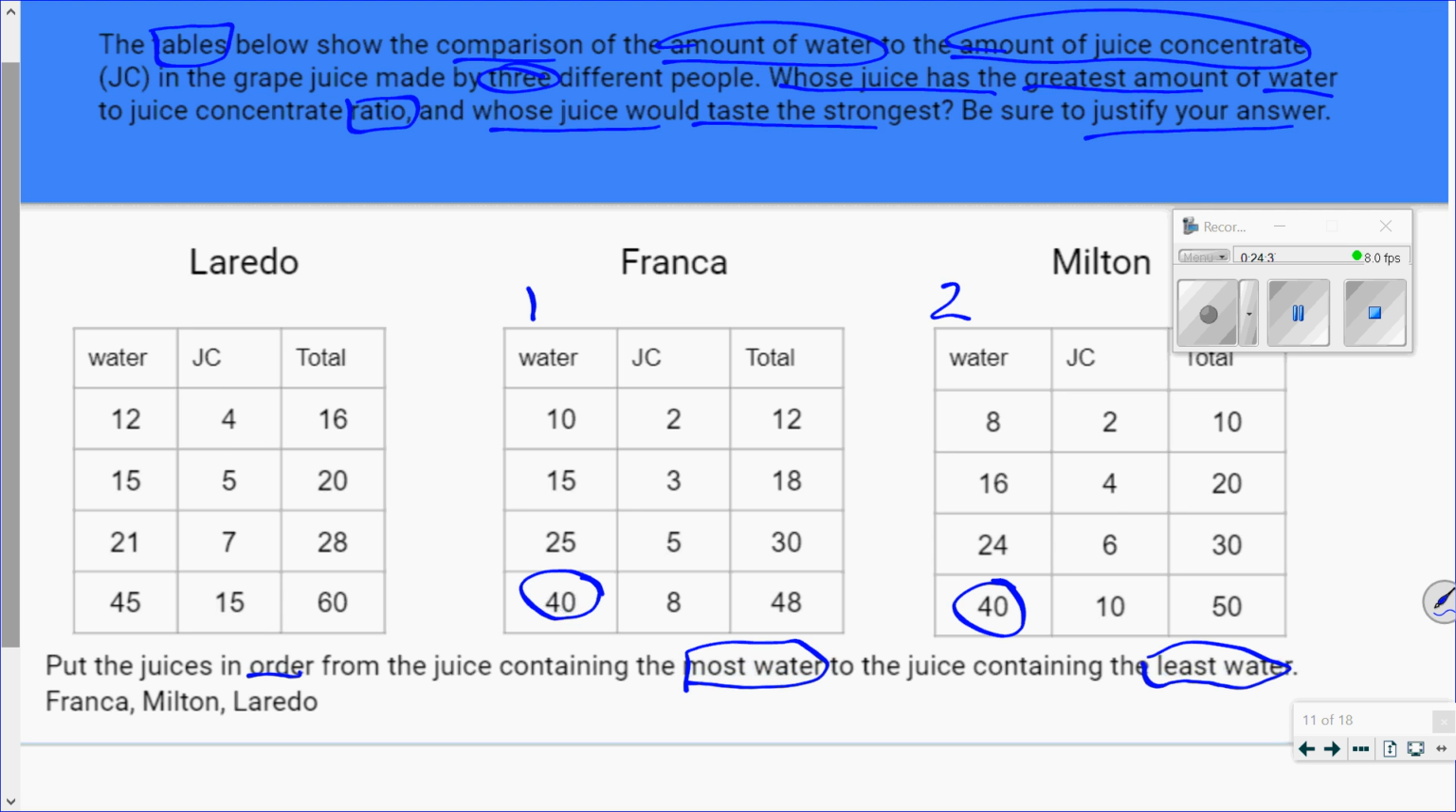They both have a 4, right? Okay, so who has the most water to juice? Go ahead, Dylan. Milton. Why do you say Milton? Because even though they have 4 cups of juice altogether, Milton has 16 cups of water. But then we just picked Franca because she had 8 instead of 10. So now why are you changing it on me? Oh, Rita has more? Does he?